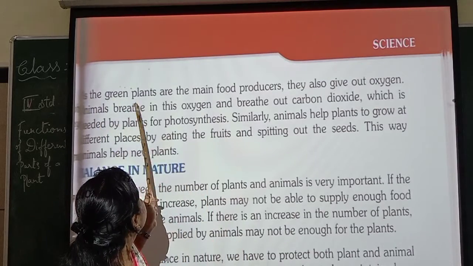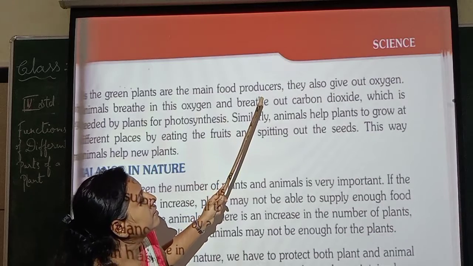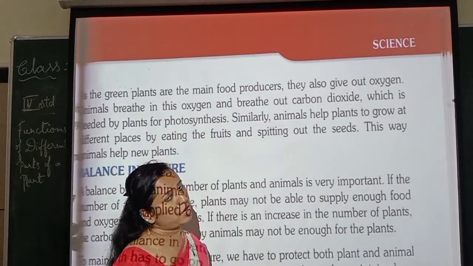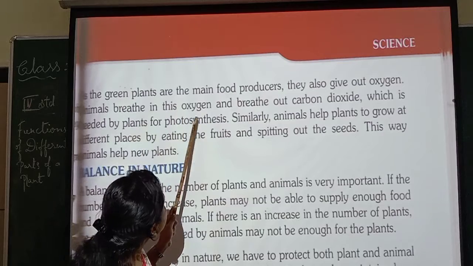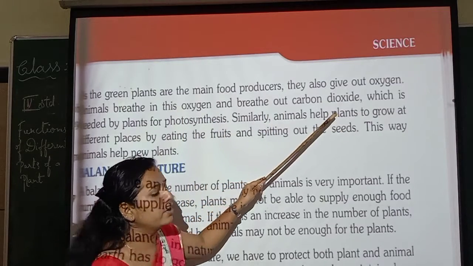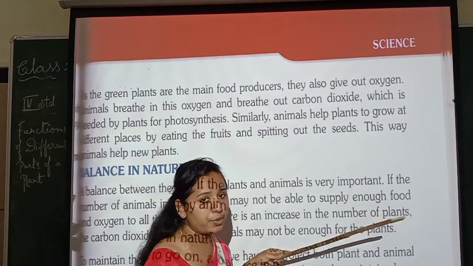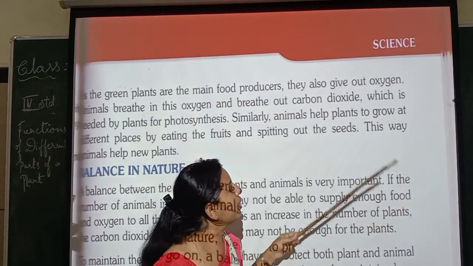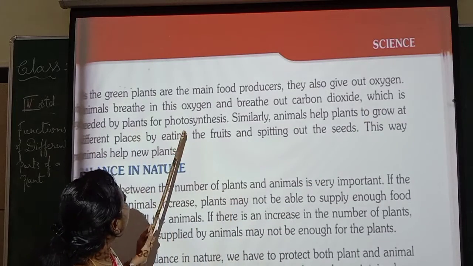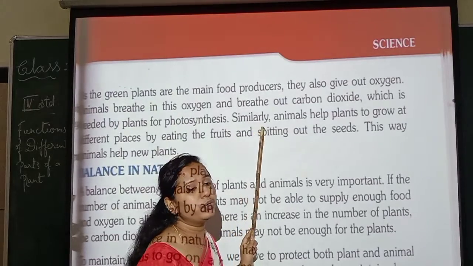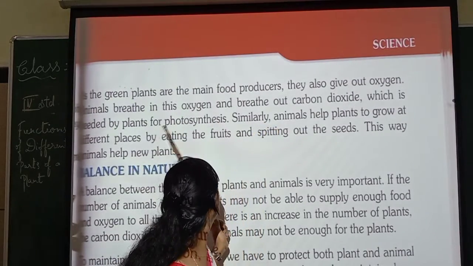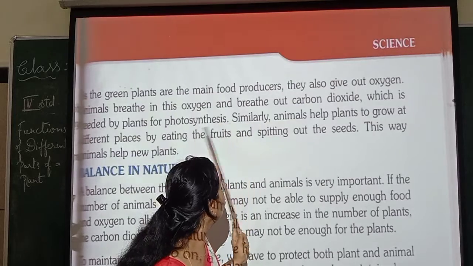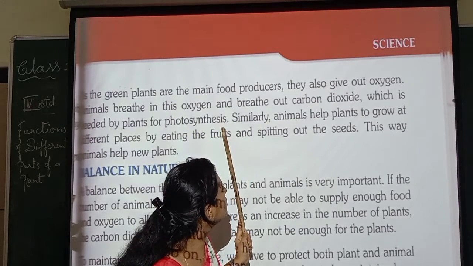As green plants are the main food producers, they also give out oxygen and take in carbon dioxide. Animals breathe in this oxygen and breathe out carbon dioxide. Humans and animals release carbon dioxide and take oxygen from the plants. The plants absorb the carbon dioxide, which is needed by plants for photosynthesis, along with sunlight, air and water. Even our carbon dioxide helps the plants.